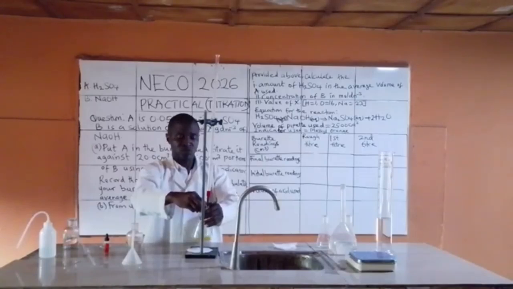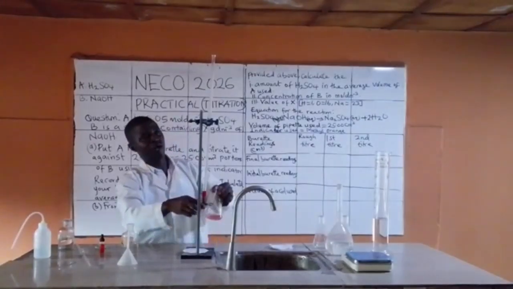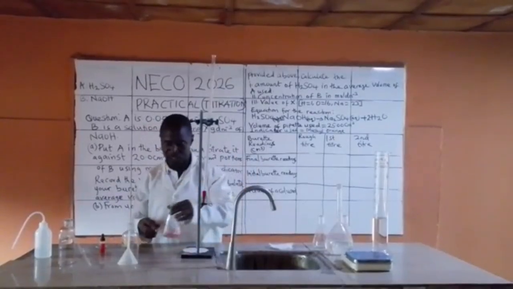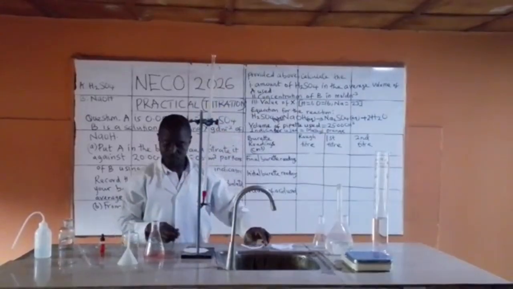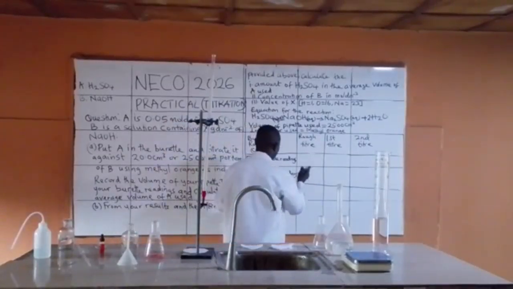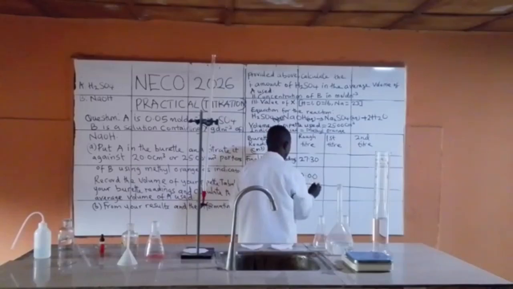Now the titration goes on, and it is expected that the color at the end point will change from yellow to pink. Now the color has changed from yellow to pink, and the volume at which this happened is 27.30 cm³. The starting point is 0.00. That's for the rough titer.